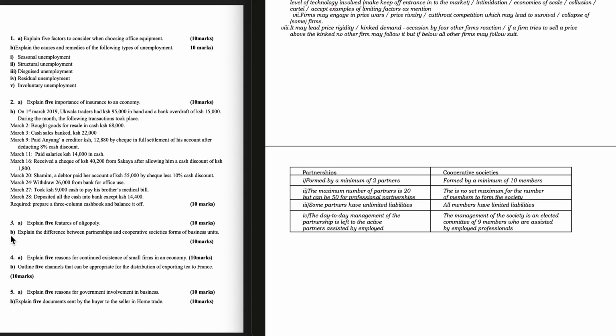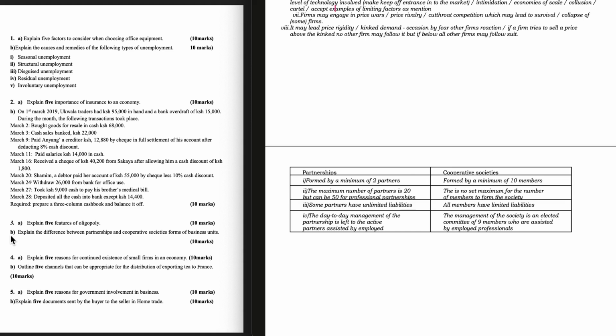Whereas in cooperative societies, there is no set maximum for the number of members to form the society. Partners have unlimited liabilities in partnerships, while all members have limited liabilities in cooperative societies.